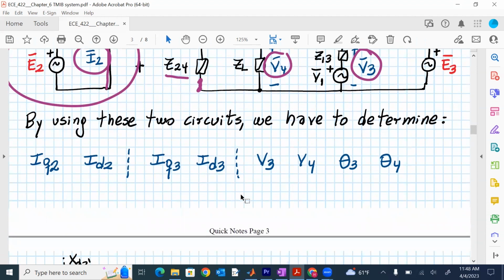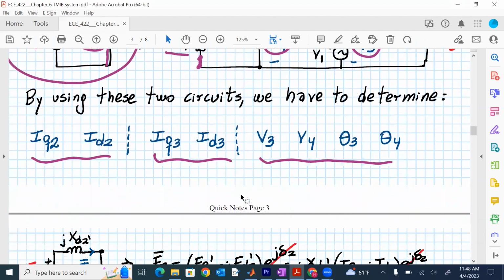All the algebraic variables we need to determine: the two currents for the synchronous generator 2 that I explained already how we can determine. We need to determine the currents at synchronous generator 3 and the voltage magnitude and angle at buses 3 and 4.